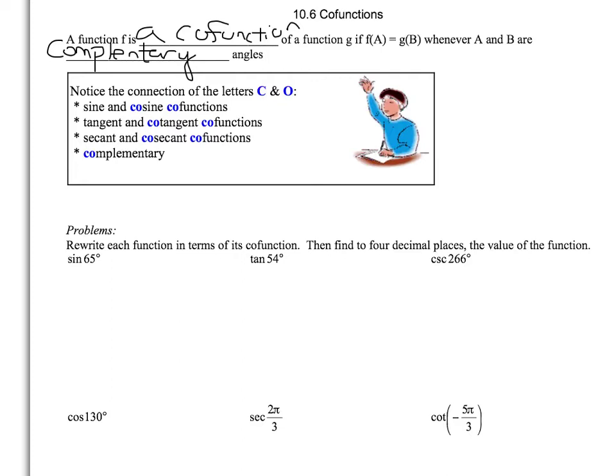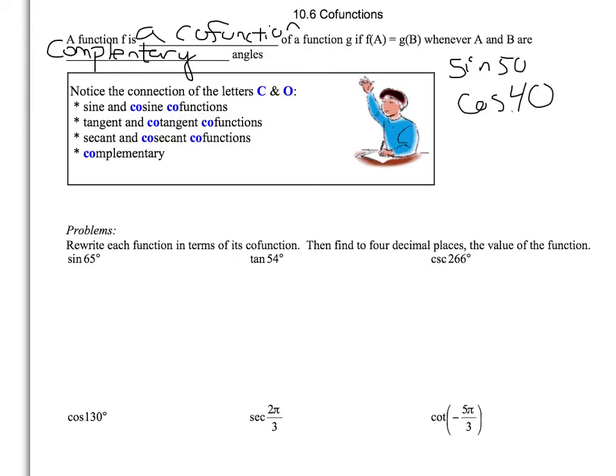An example of cofunctions would be something like sine 50 and cos 30. Let's see if that works. Oops, well that's only 80. Cos 40. 50 and 40 add up to 90. And when you take sine of 50 in your calculator and cos of 40 in your calculator, you'll see they equal the same thing. So they are considered cofunctions.